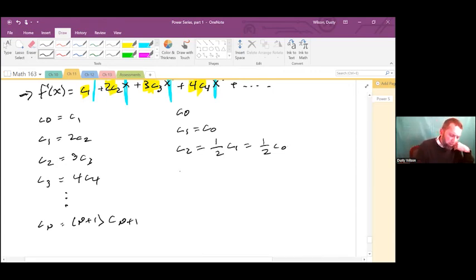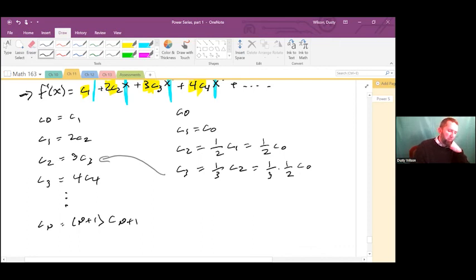How about C3? So C3, here I'm looking at this equation. So I'm going to solve for C3. So C3 will be 1/3 C2. And we've already found that C2 is 1/2 C0. So this would be the same as 1/3 times 1/2 C0.